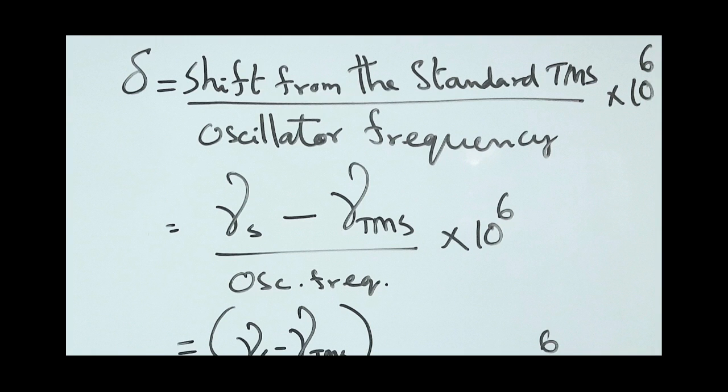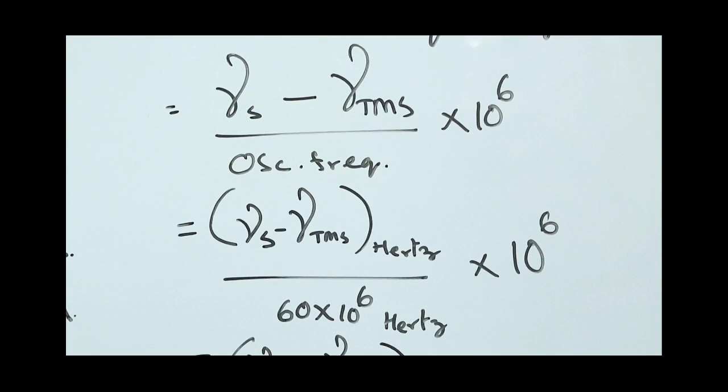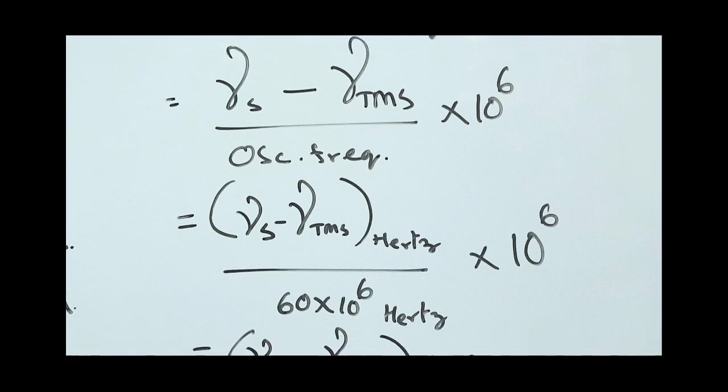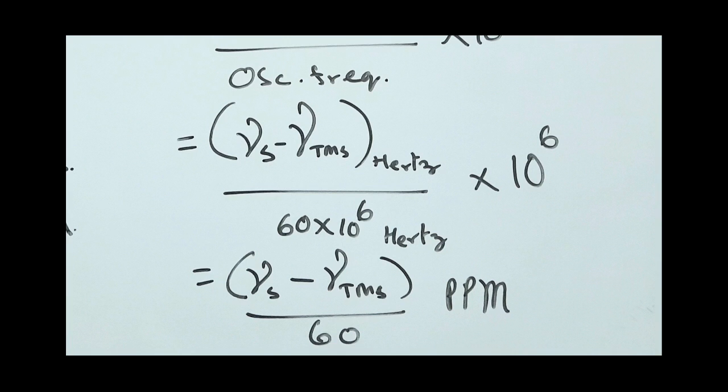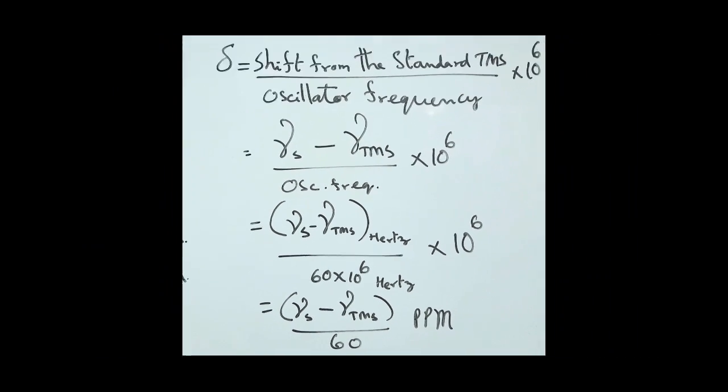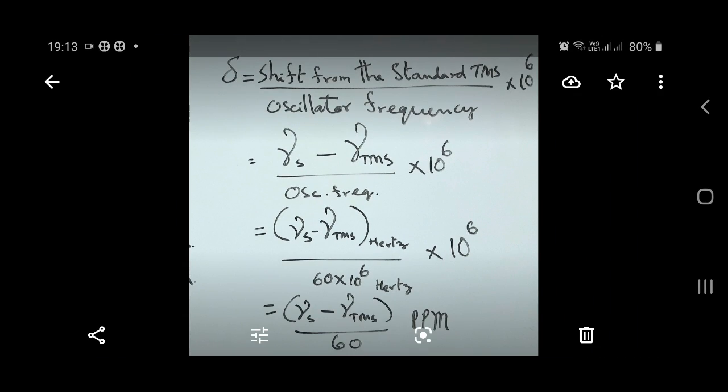So the frequency of the different protons in the sample will give you the chemical shift values for the different protons in the compound. And I have explained the necessity for multiplying it by 10 to the power 6, so we will get the delta value as a whole number. Since it is multiplied by 10 to the power 6, which is equal to 1 million, the unit is called parts per million. That is the unit for chemical shift.